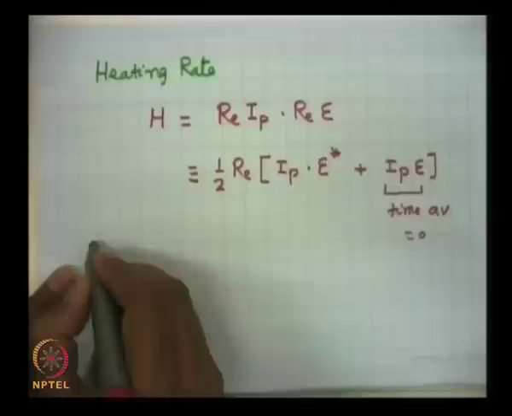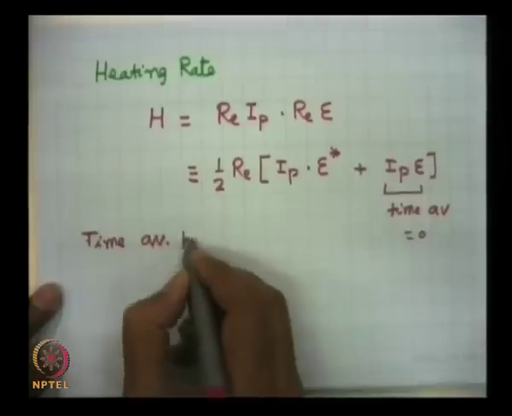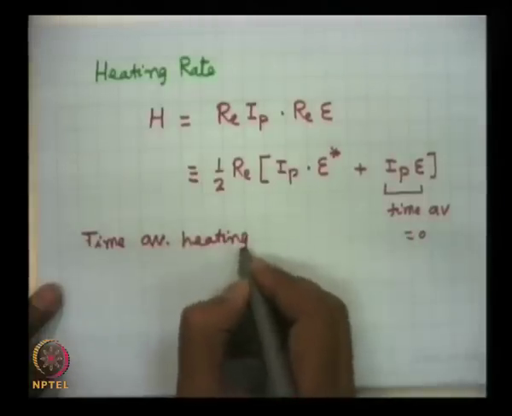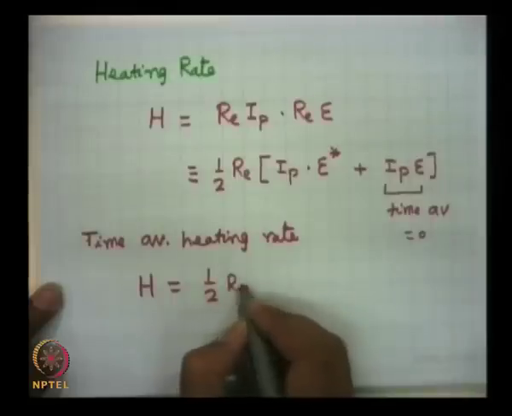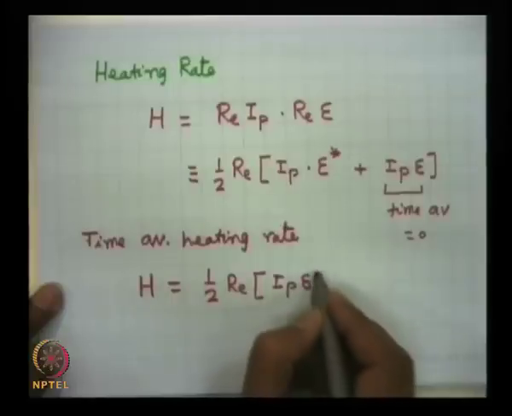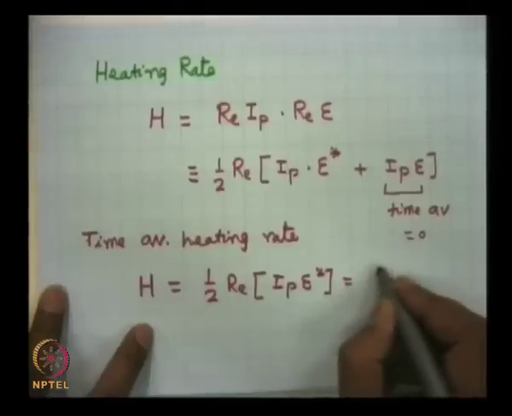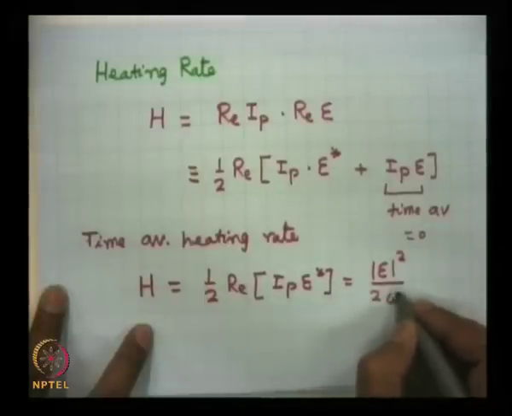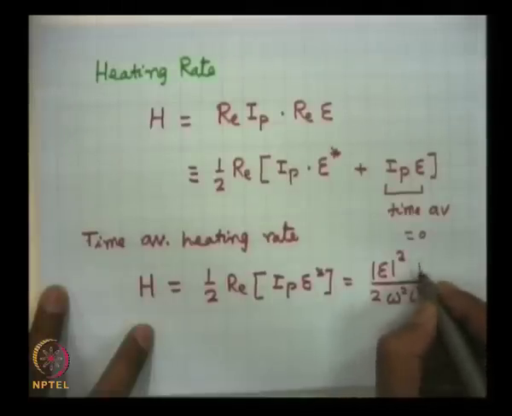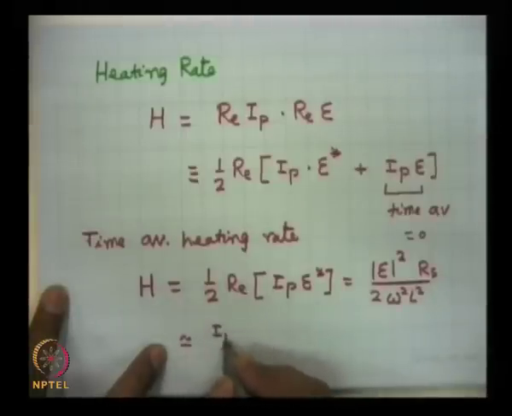So if I take the time average heating rate, I can forget the last term, and I get H is equal to half the real part of IP into E star. And if I put the numbers there, it turns out to be E star, or EMF square upon 2 omega square L square, into RS. In terms of current, if I wanted to write, then this is nearly equal to IP square into RS divided by 2.